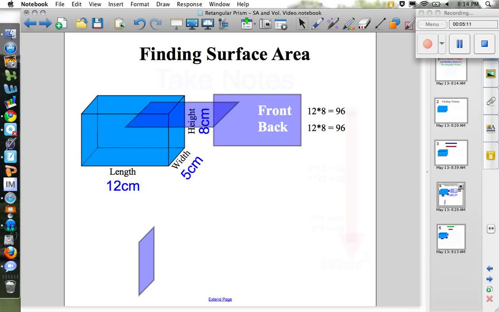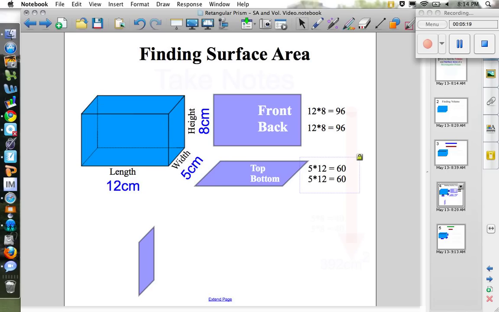Now, the top, if I bring this back over here, the length on that is 12. The width on that is 5. So the top and the bottom are both 5 times 12, or 60. 60 for the top, 60 for the bottom. We've done now 4 sides, and you do remember there were 6 sides. So yes, if we've done the front and the back, yes, we've done the top and the bottom.